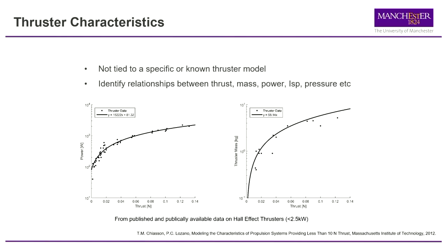It's natural in this case that for a Hall effect thruster, the amount of thrust it can produce at any given time is going to be related to the amount of power you're putting into it. There is some fundamental relationship there. And equally, the amount of thrust it can produce is dependent on how big it is. So that's why there's a relationship with mass. So these are two useful relationships that I found within all of that data to take forward into the design. You might find other ones.